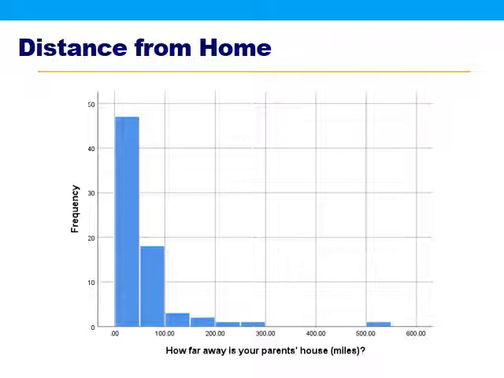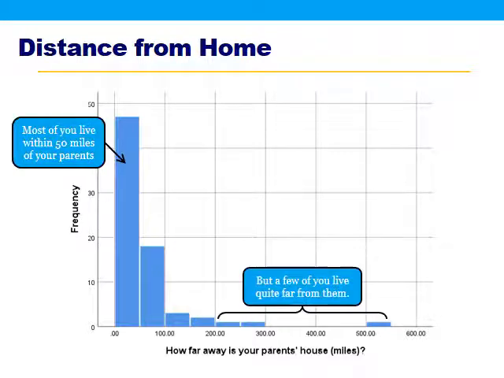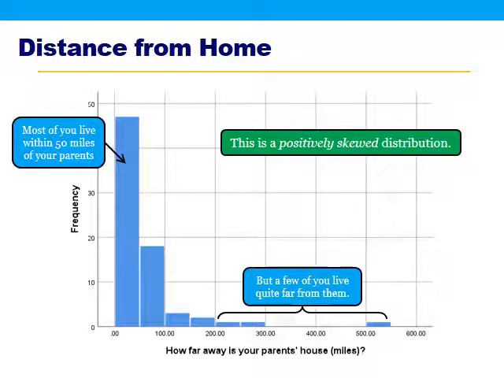So notice first, this is a grouped histogram where each bar represents a range of 50 miles. The overwhelming majority of people in this class live within 50 miles of their parents, or campus is within 50 miles of your parents. That said, there's also a small number of people who live quite far away from their parents, including one person who lives 500 miles away. I once did this, and I had a student whose parents lived in Brazil, thousands of miles away from them. So those people are outliers.